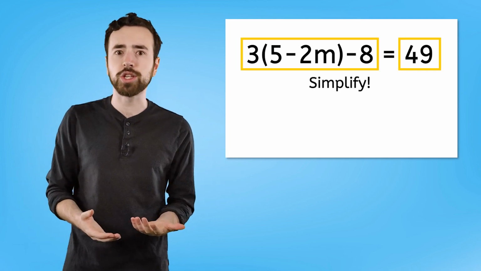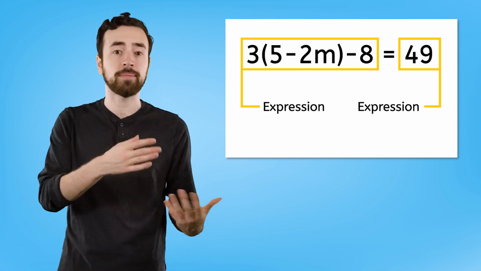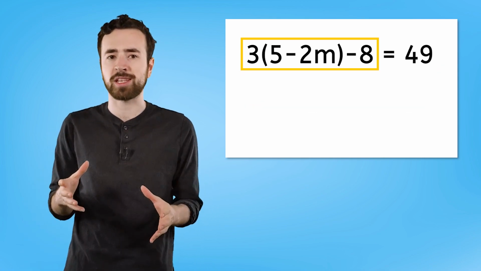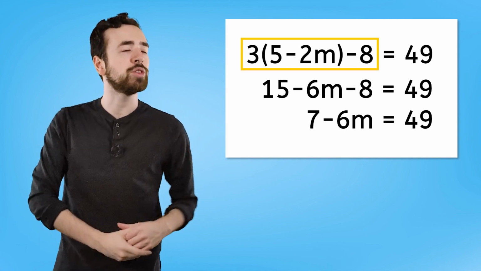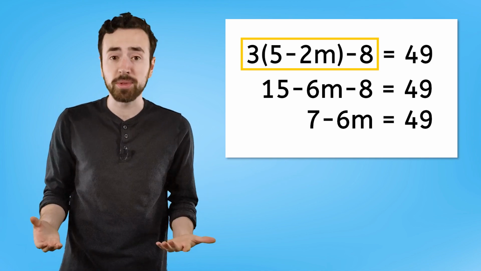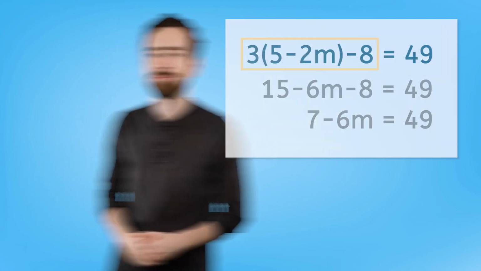Each side of this equation is just an expression. So we could take a look at a complicated side like this here and just simplify the expression by distributing and combining any like terms just like this. Once we simplify it, it starts to look way more familiar and easier to solve.